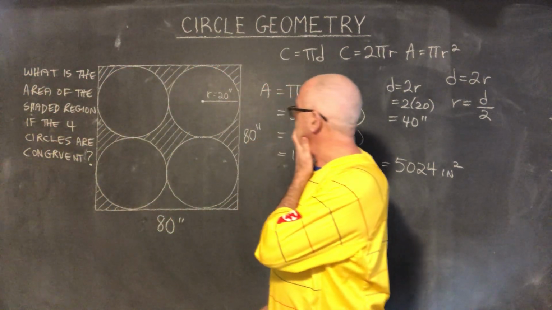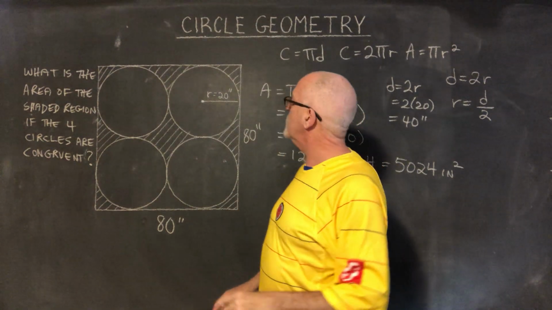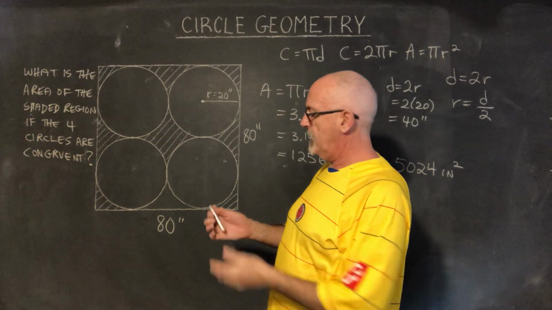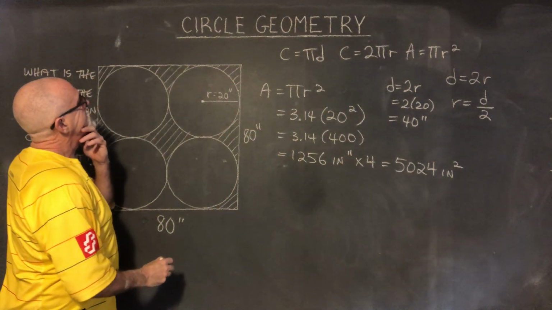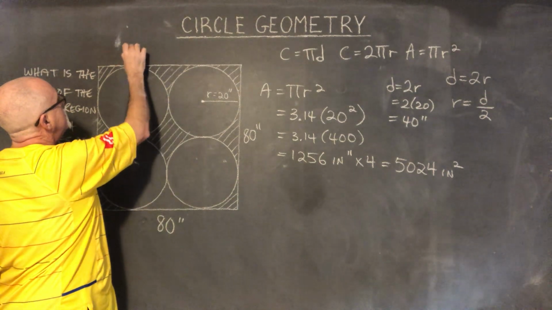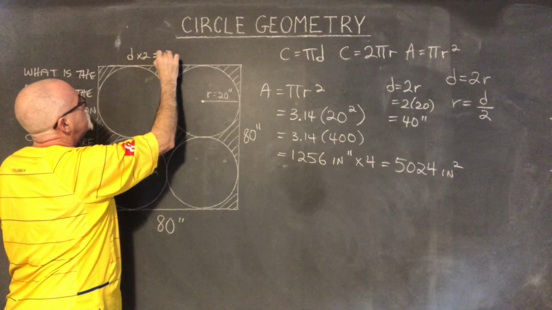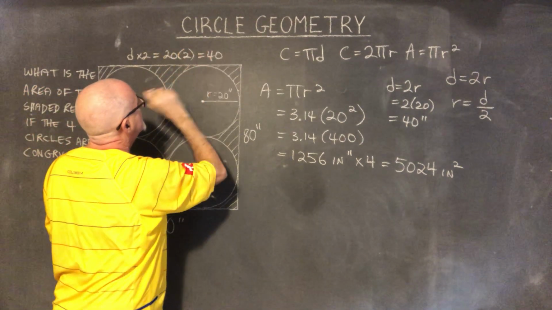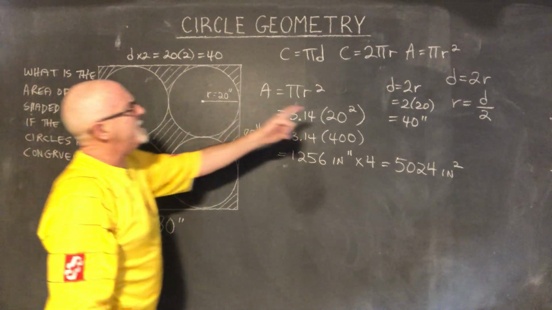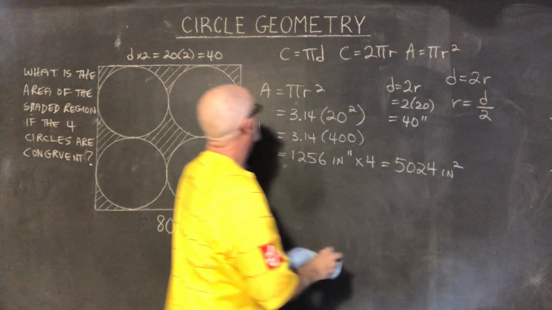Now, I should write down everything I do. Always show your work. So where am I going to put that? What will I say? I can just say d times 2 equals 20 times 2 equals 40. I kind of did that over here, so I didn't need to do that. I'm going to erase that instead.